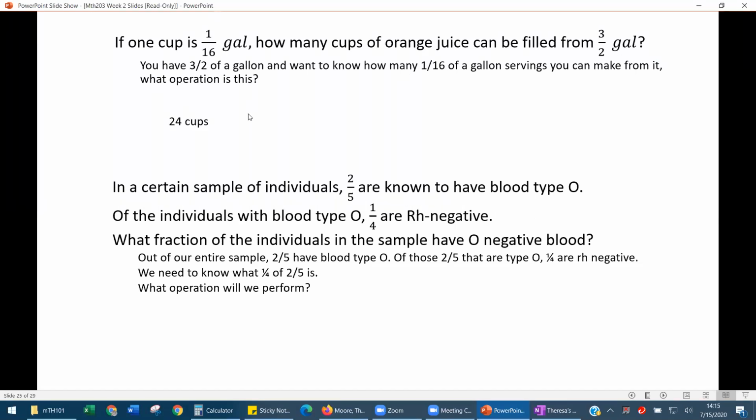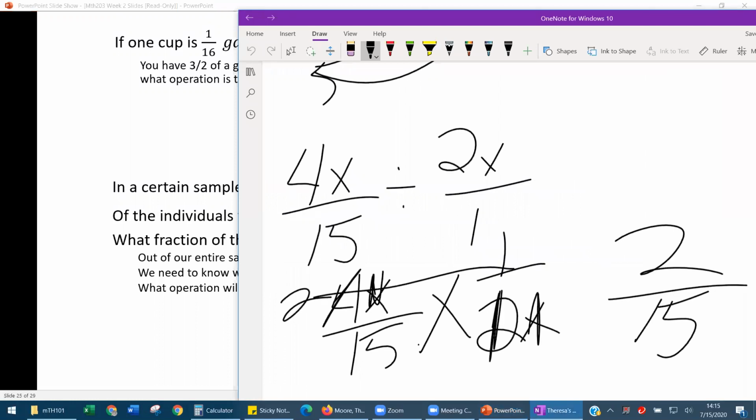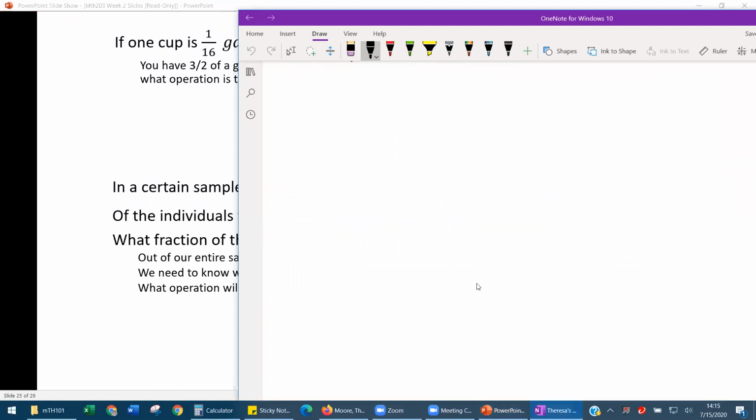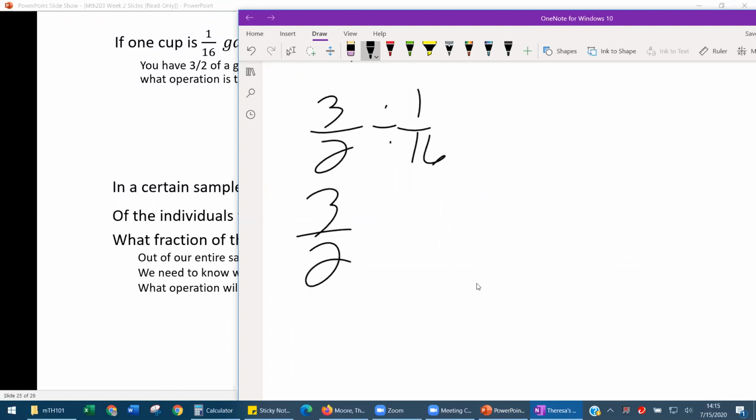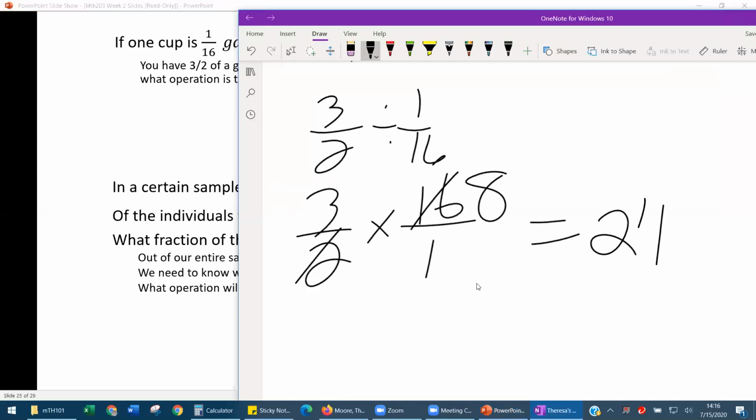So we take 3/2 and divide by 1/16, which is the same as 3/2 times 16 over 1. But before I multiply, I'm going to get rid of the 2's, right? 2 times 8 makes 16, so I'm just canceling my 2's. 3 times 8 is 24.